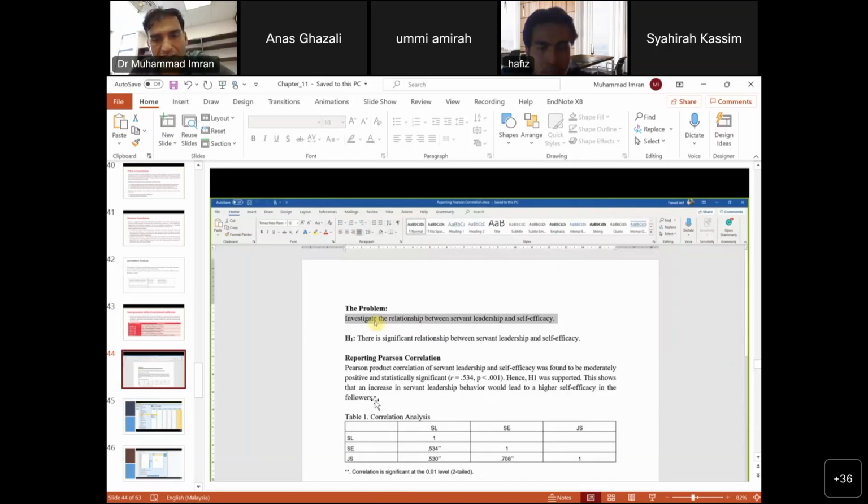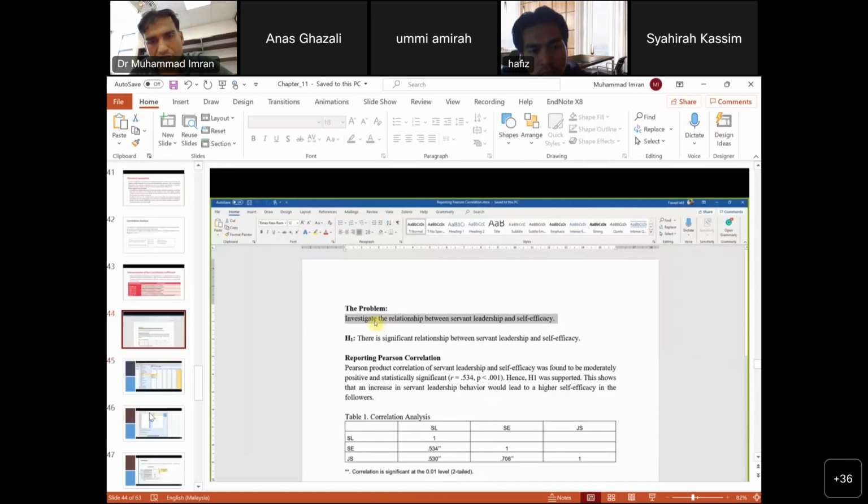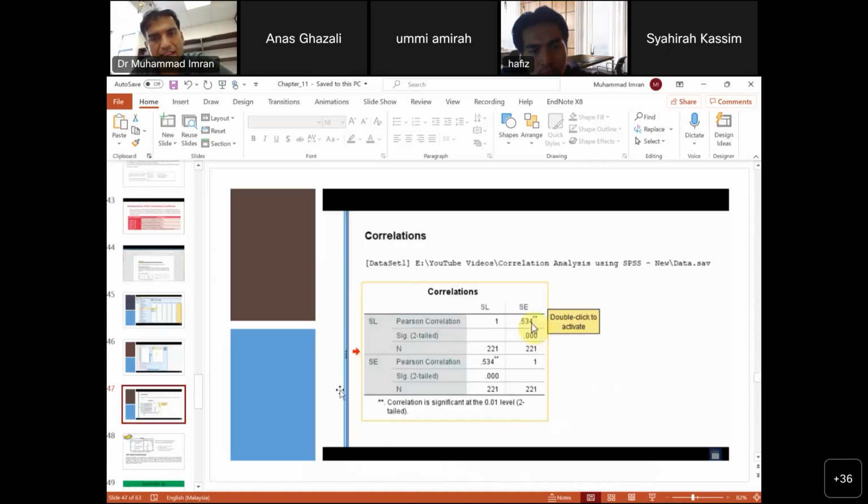See here, this is the interpretation. You also can say 0.0015. You also can copy this table, paste it there and report.